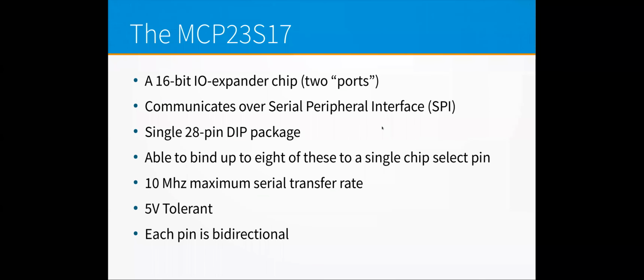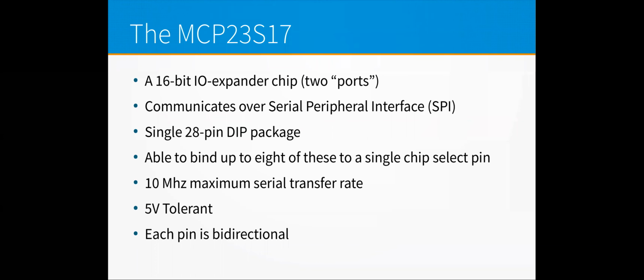So we need to be able to read all 69 of these lines. How are we going to do this? Well, we're going to use something called an MCP23S17, the most understandable name in the world. It is an IO expander chip that provides 16 input and output bidirectional pins that are programmable, and it has the ability to bind up to 8 of these to a single chip line. So with just 4 pins, we can control 8 of these.